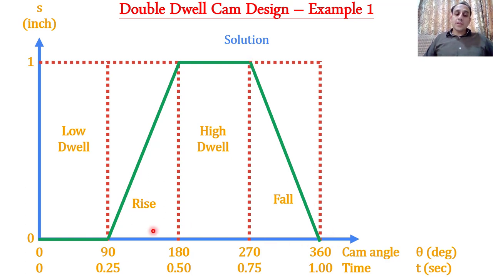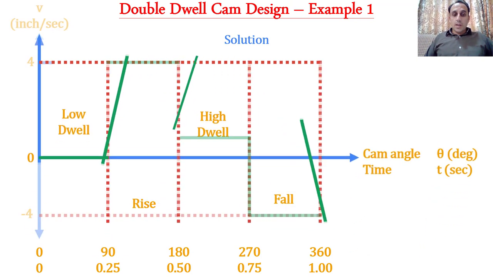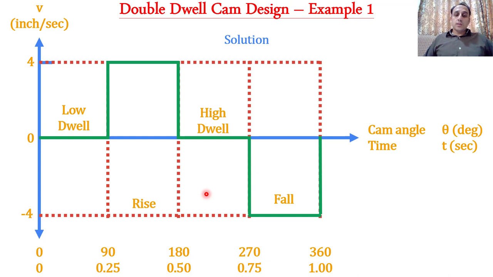And all this is happening in 1 second because the angular velocity is 1 revolution per second or 360 degrees per second. So this segment is completed in 0.25 second, this one also in 0.25 second, this one 0.25, and this one 0.25. Okay? It can change, but in our problem it is equally distributed. Okay, what about this one? What's this?